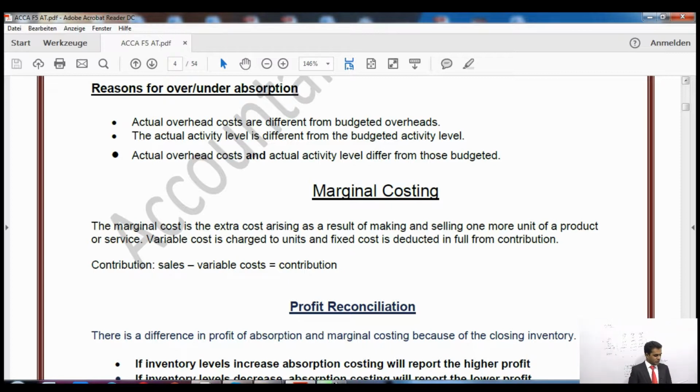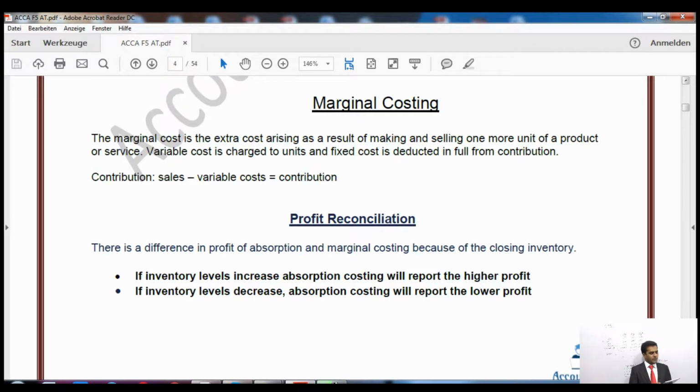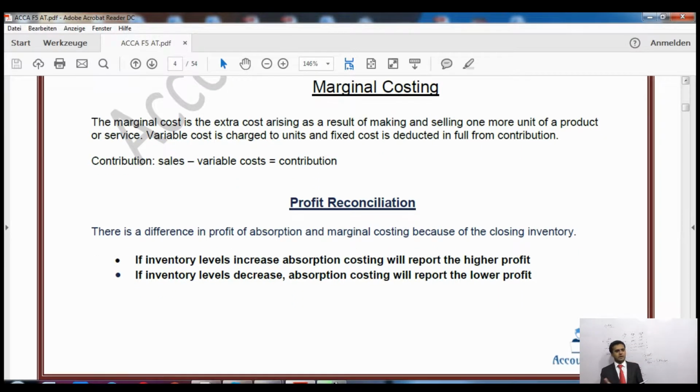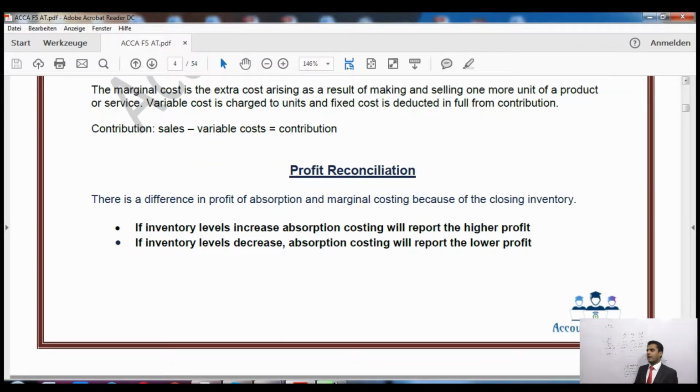After that it says marginal costing. Marginal costing is another way of calculating. One was absorption costing and another one is marginal costing. Marginal costing basically is quite simple. Marginal costing simply means the cost of making an additional product, right? Cost of making an additional product.